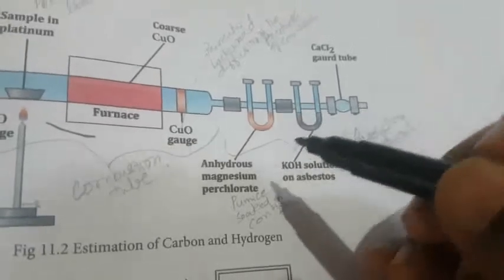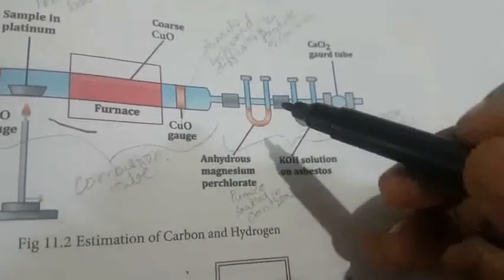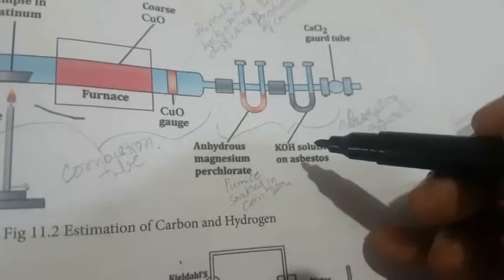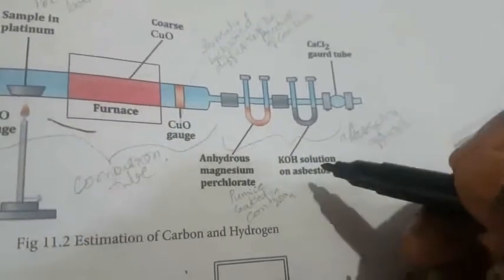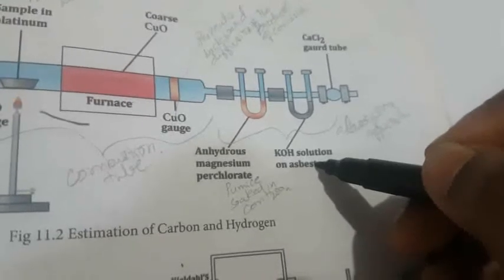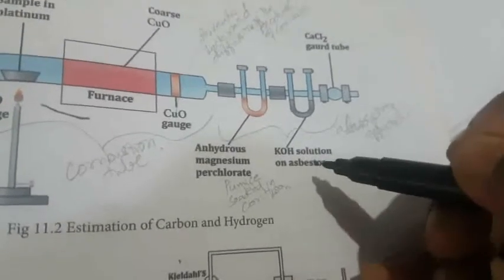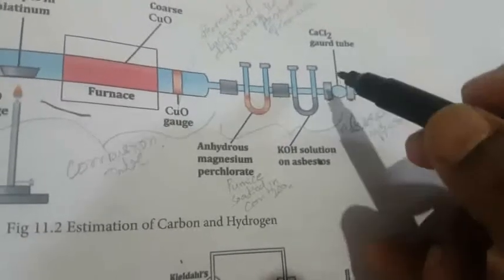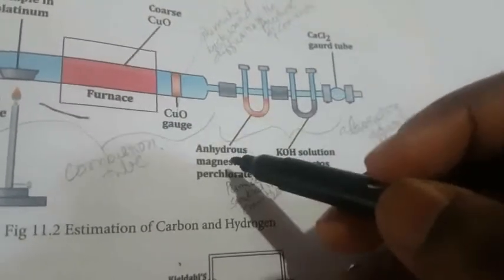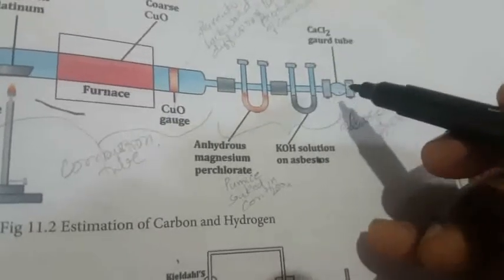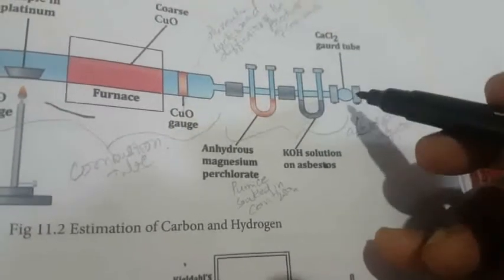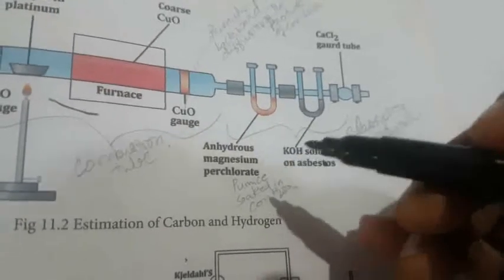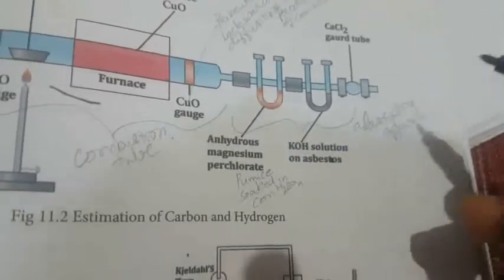So what is the procedure here? First, the carbon dioxide is absorbed by this potassium hydroxide. So the initial weight of the potassium hydroxide will be measured. After absorbing the carbon dioxide, the weight of the potassium hydroxide will be measured. Again the same thing for water vapor: after absorption by the calcium chloride, the weight will be measured. From the difference between these two weights, we can easily calculate the percentage of carbon and hydrogen.